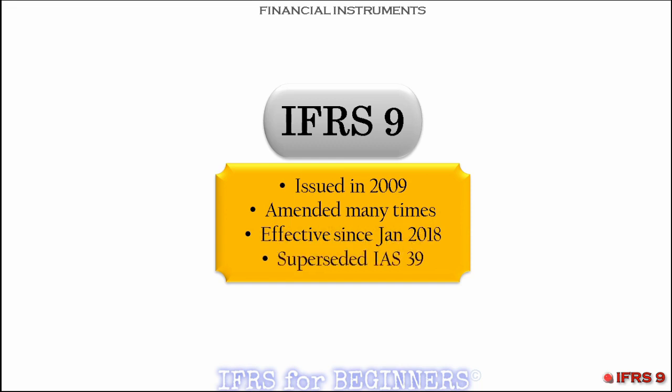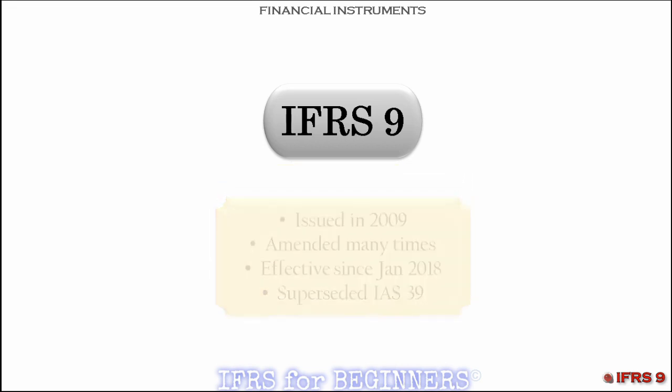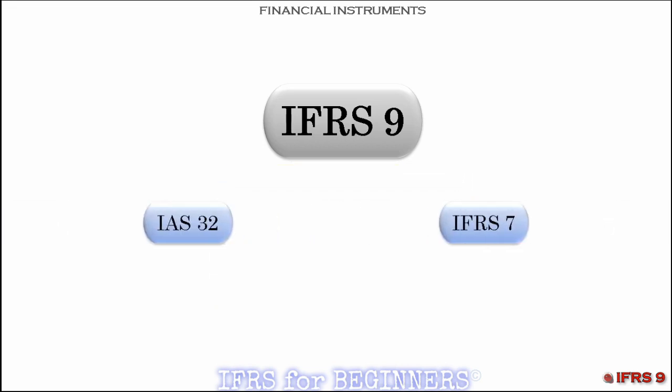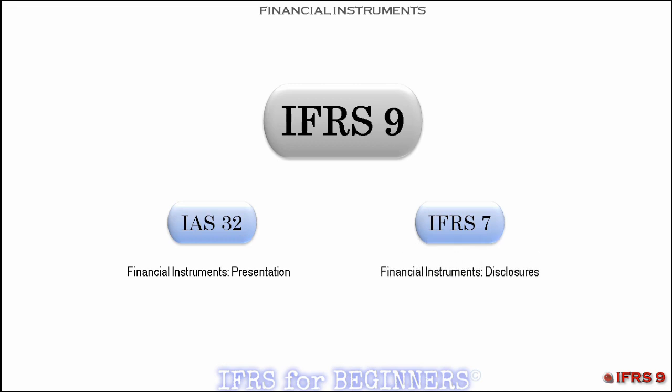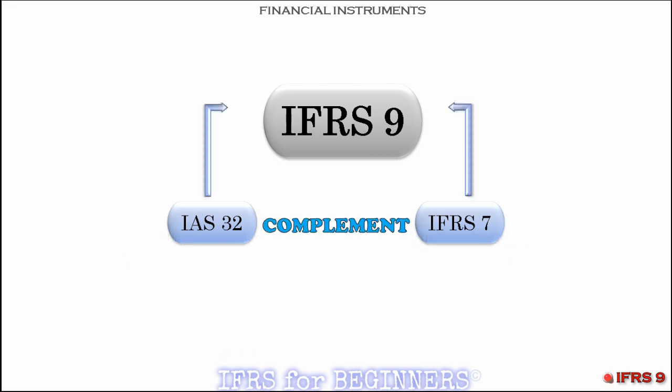IFRS 9 superseded IAS 39, Financial Instruments Recognition and Measurements. There are two other standards, which are IAS 32 Financial Instruments Presentation, and IFRS 7, Financial Instruments Disclosures. These standards complement IFRS 9. Actually, all these three standards complement each other.